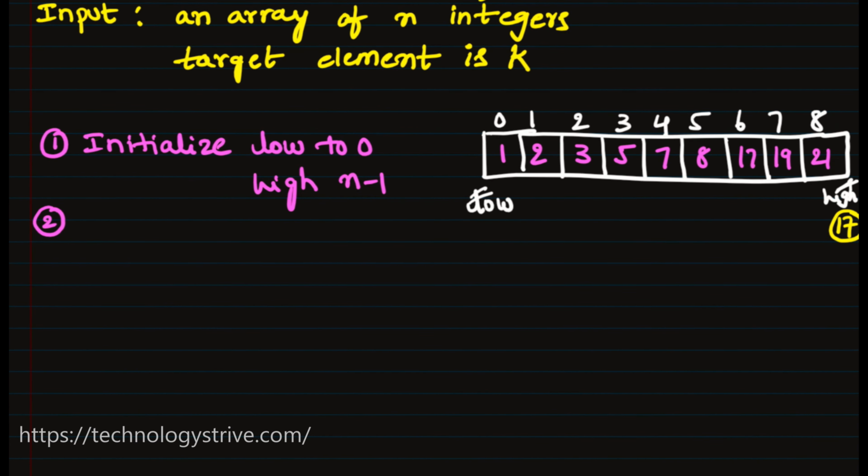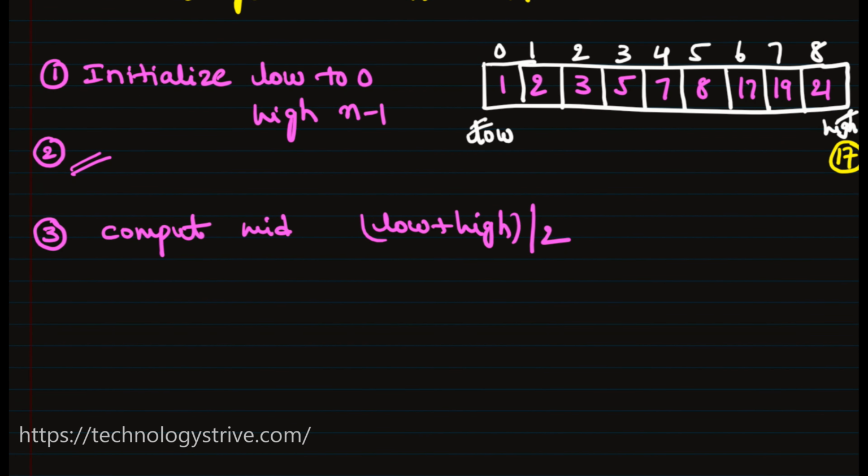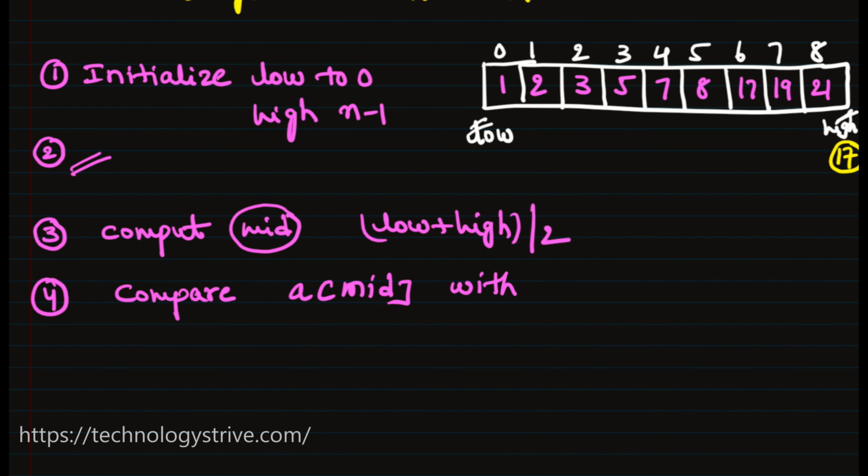So the second step is the condition, when we have to stop it. We'll fill it in after we perform this. So let's see what should be the condition here. So first let's write what exactly we have done. We have to compute the middle index, right? How are we computing the middle index? Compute mid, which is low plus high divided by 2. And once we compute the middle index, we have to compare the element at middle with the target element. So compare A[mid] with k.